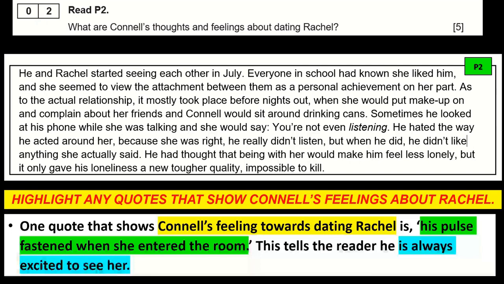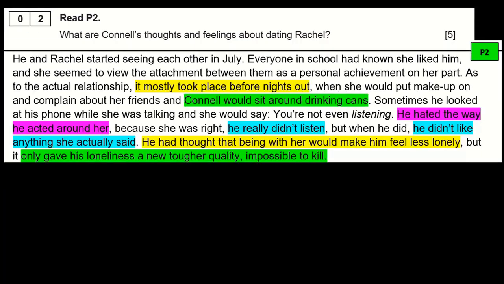I've made up a quote that his pulse always fastened when she entered the room. And my answer would be, one quote that shows Connell's feelings towards dating Rachel is his pulse fastened when she entered the room. So pulse fastening, what is that a sign of? It might be being scared, but it might be a fact that he's excited to see her.